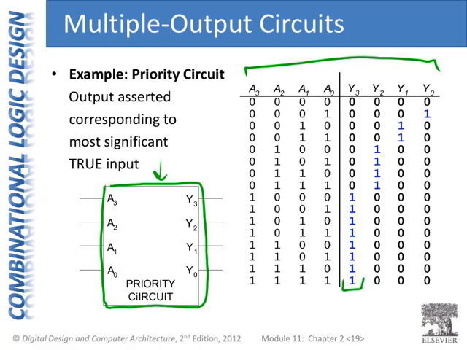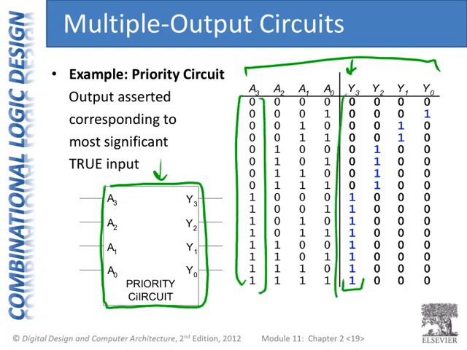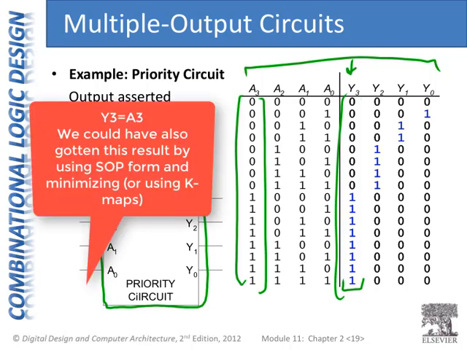If we look at these outputs independently, just ignore Y2, Y1, and Y0 to start with, and just look at Y3. The Y3 output is true when A3 is true. If we look at these two columns, in fact, yes, those are identical. So Y3 is just A3.